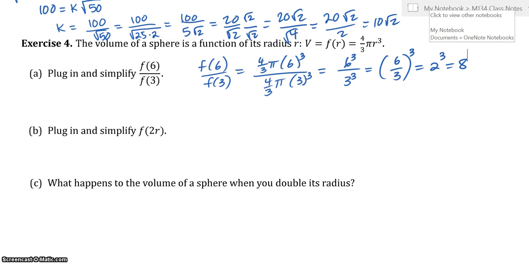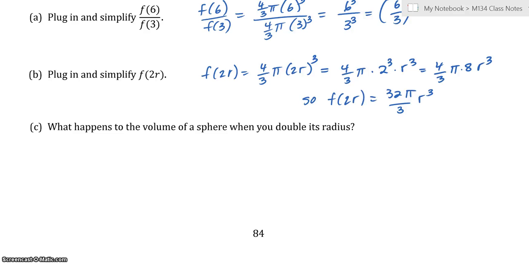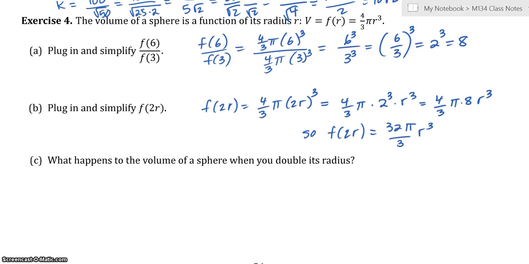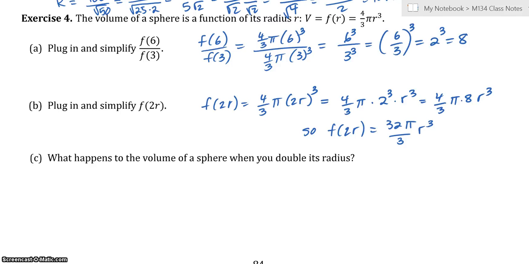Okay, what about f of 2r? If you got this one right, continue on. If you did not get part A right, try it again and see if you can plug in and simplify f of 2r. Here is the answer. So this time, since we have an r, we can't just use our calculator. So we're going to plug a 2r into the r. That's what that means. And then I'm going to use my laws of exponents, 2 cubed and r cubed, which makes an 8. So it looks like we have this extra 8. So it's 32 over 3, which helps us on this one.